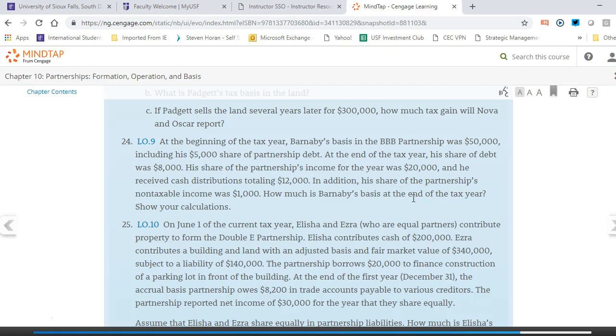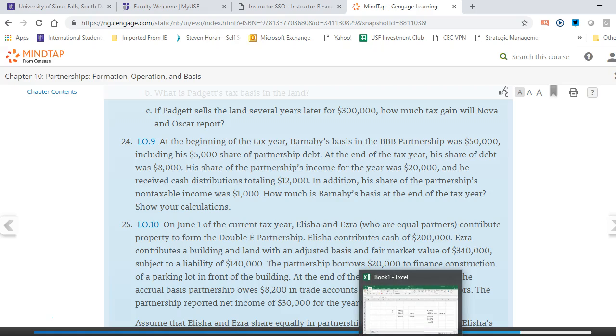That's one of the calculations you do on the K-1: you look at each partner's beginning capital balance, making the adjustments to get to the ending capital balance. That's essentially part 2 of the K-1, so that's where this question is coming from. Let's take a look at Barnaby. Beginning was 50, including a $5,000 debt. At the end of the year, debt was 8, income was 20, cash totaling 12, and non-taxable income of 1,000. So let's go ahead and do this one.